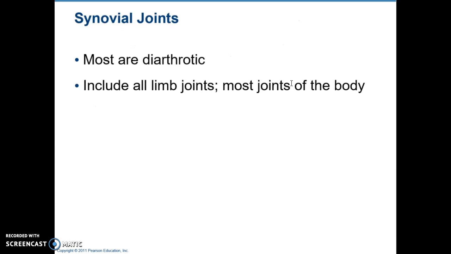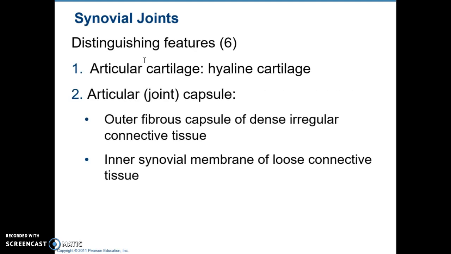Then we get to the synovial joints. We are going to consider all of the synovial joints to be diarthrotic. This is a bit of an oversimplification, but it makes our life easier. We can say that all of your fibrous joints are synarthrotic, your synchondroses are synarthrotic, your symphyses are amphiarthrotic, and your synovial joints are all diarthrotic.